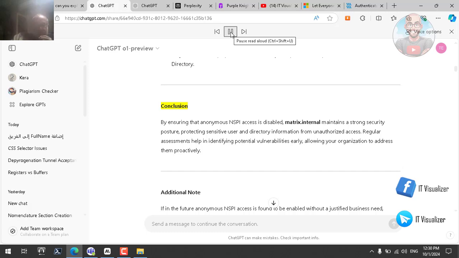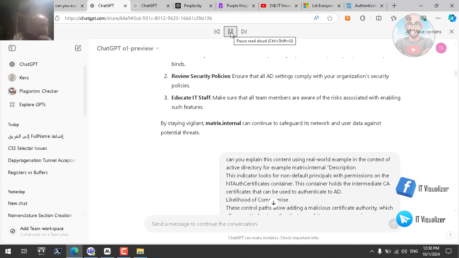Conclusion. By ensuring that anonymous NSPI access is disabled, matrix.internal maintains a strong security posture, protecting sensitive user and directory information from unauthorized access. Regular assessments help in identifying potential vulnerabilities early, allowing your organization to address them proactively. Additional note: if in the future anonymous NSPI access is found to be enabled without a justified business need, immediate steps should be taken to disable it.